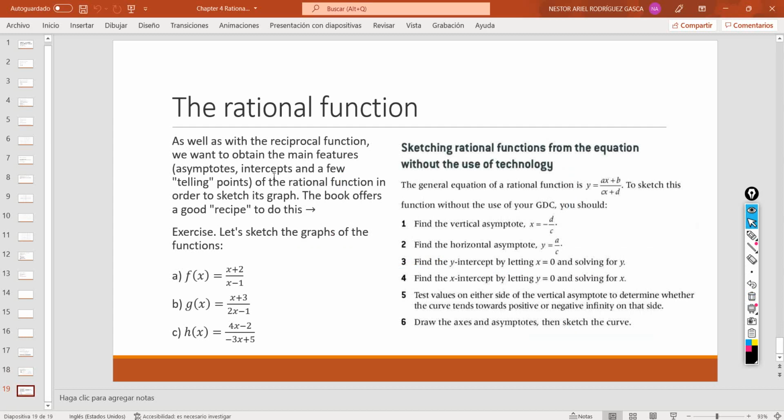And finally, for the last slide of this lesson, let's read the following. As well as with the reciprocal function, we want to obtain the main features, and that means the asymptotes, the intercepts, and a few telling points of the rational function in order to sketch its graph. The book offers a good recipe to do this.